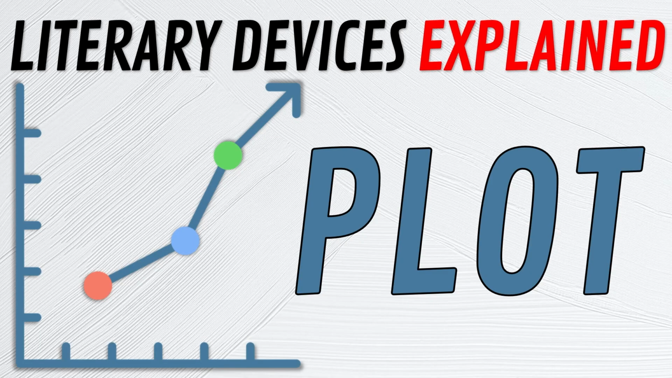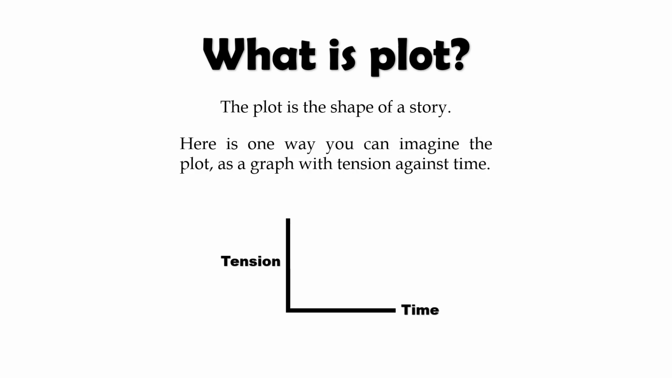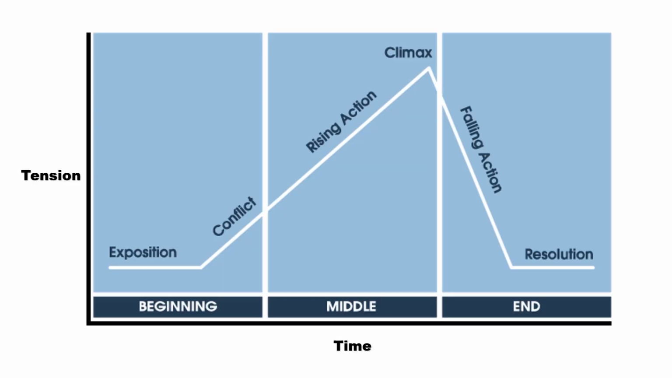Let's talk about plot. Now, what is plot? You can think of plot as the shape of a story. And here's one way you can imagine the plot: as a graph with tension against time, with time on the x-axis and tension on the y-axis. Let me show you what that looks like if we were to apply it to a story.